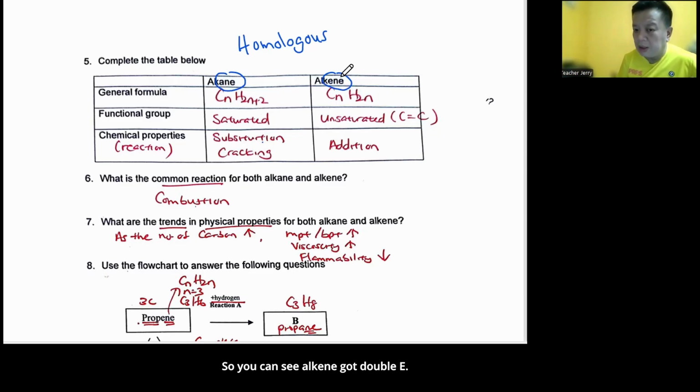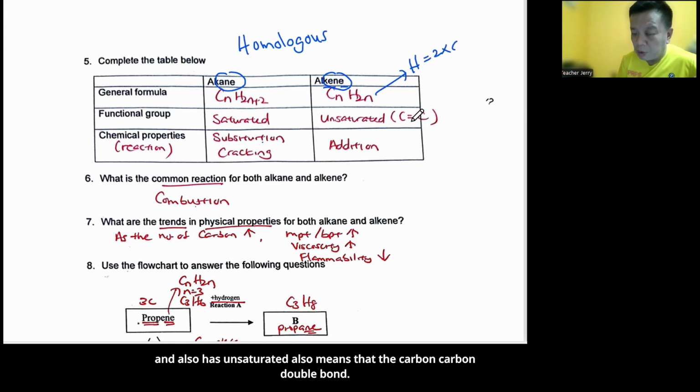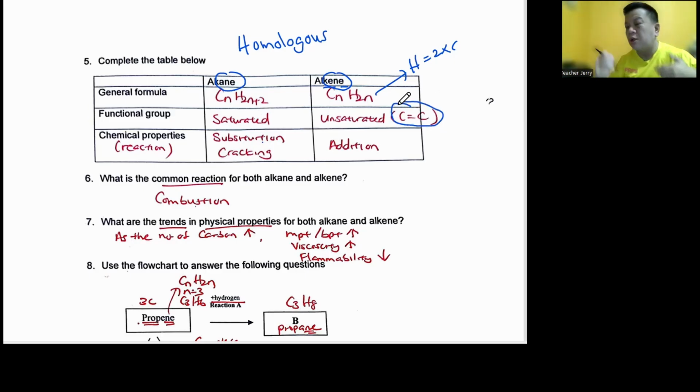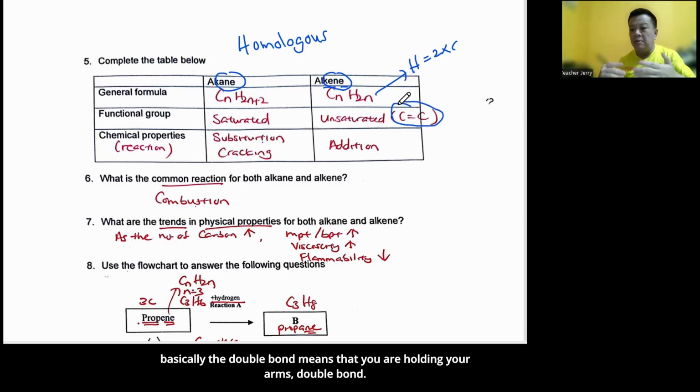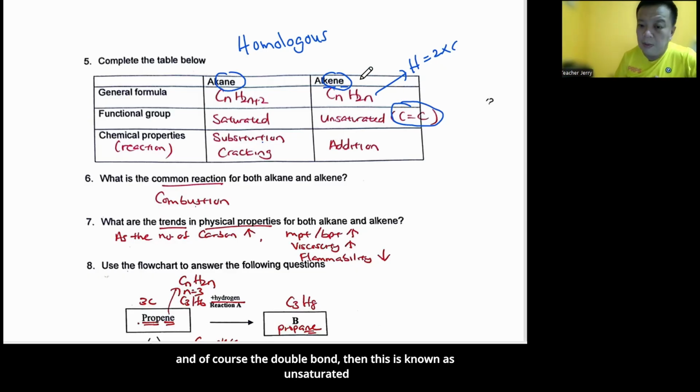Okay, so you can see alkene has a double E, and the hydrogen is also two times the carbon, and it is also known as unsaturated, meaning they have a carbon-carbon double bond. So all the double, right? Basically, double bond means that you're folding your arms. Okay, double bond. And of course, because of the double bond, this is known as unsaturated.